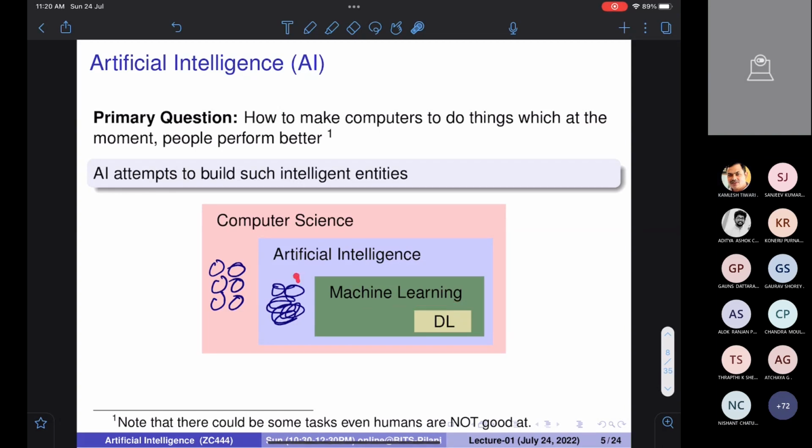And what else can we do? There is something else. What else can we do? Okay, Anirudh is finding out the correct thing. Okay. There is something else. A machine cannot learn by itself. Okay, Tapas is telling. Okay, we'll discuss that.